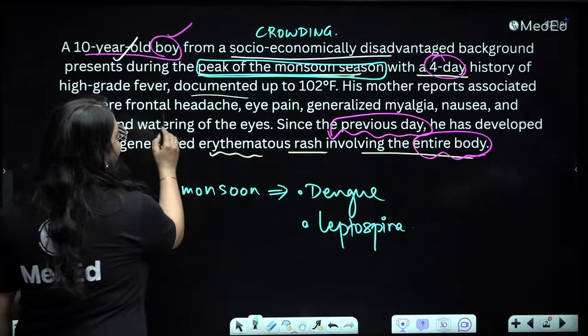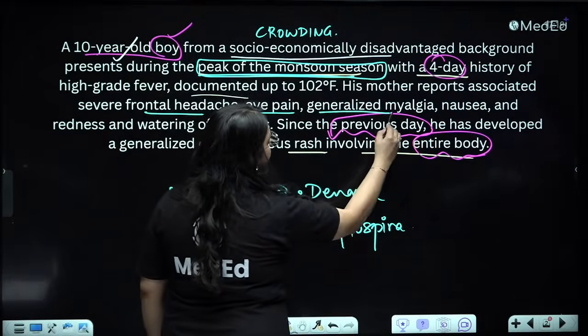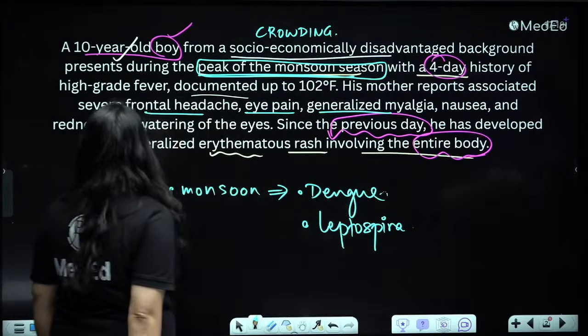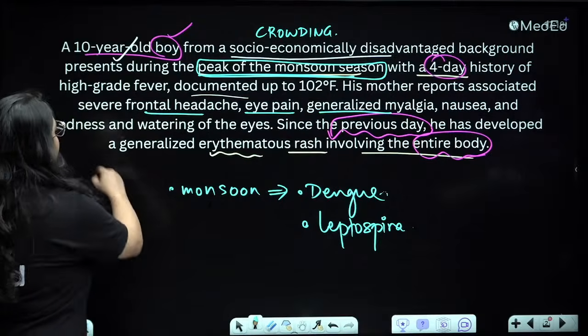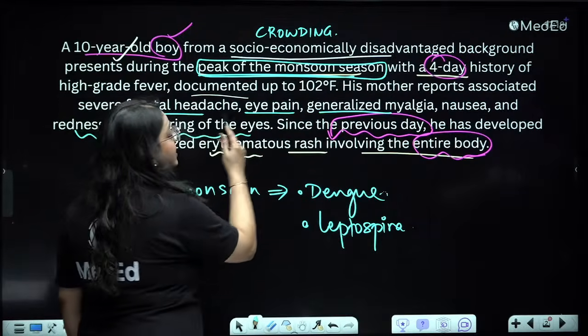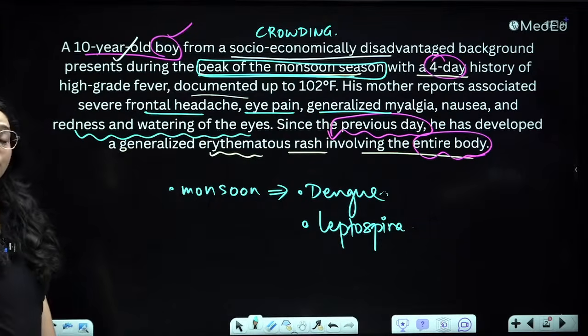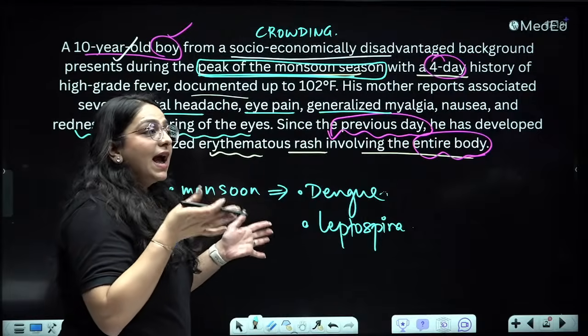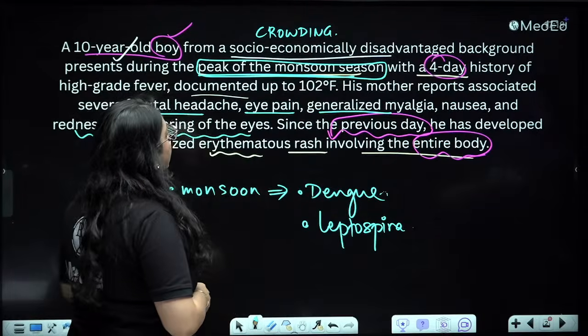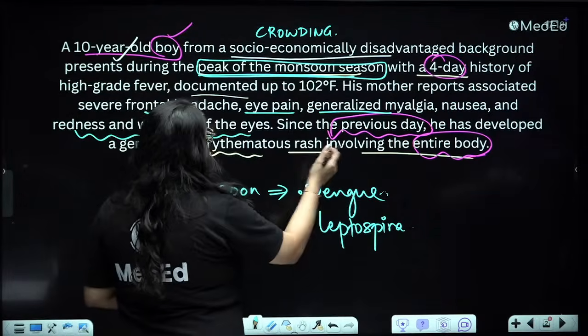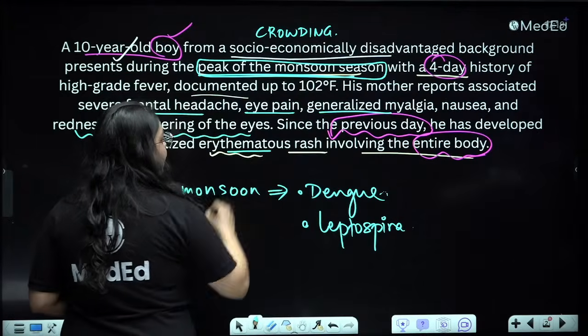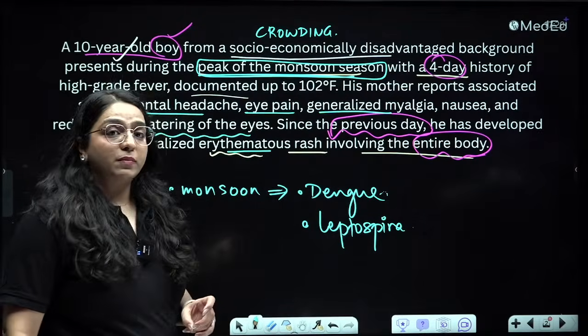Associated, say, frontal headache, eye pain, generalized myalgia. This is also pointing towards dengue. Redness and watering of the eyes. There seems to be some kind of a conjunctival suffusion. Now that can happen both in dengue and leptospira, right? Since now the rashes he is talking about is generalized erythematous rashes, which we have also talked about.